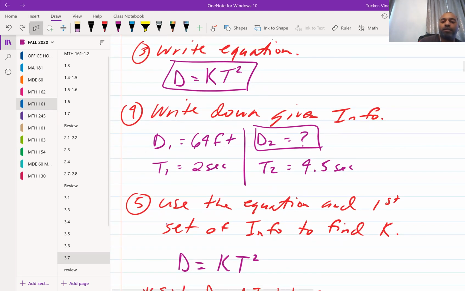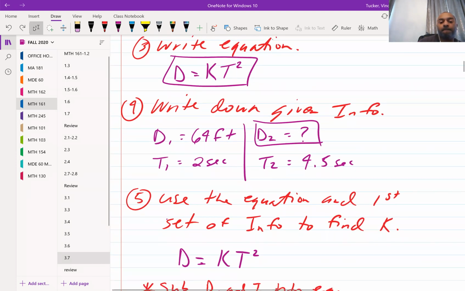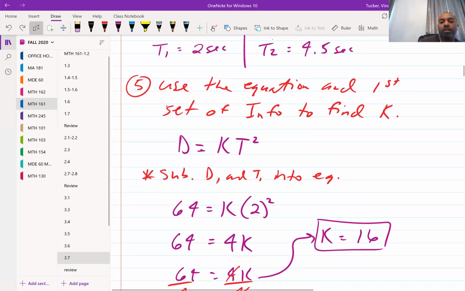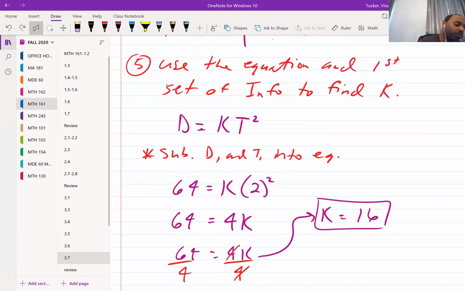So now step 5, use the equation in the first set of information to find K. So we're going to plug in D1 and D2 and solve for K. Questions? Any questions? Make sure we're all right.